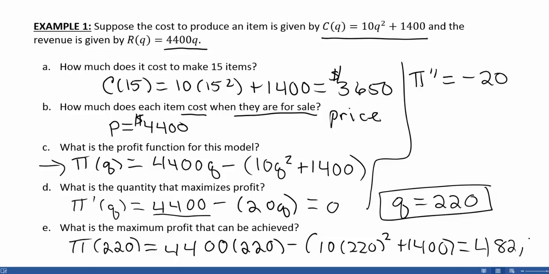482,600. And remember, all of these functions, cost, revenue, and profit, are all talking about money. So again, $482,600 is the maximum profit that can be achieved. So again, if I'm looking for the maximum of a function, even if it's a function I'm not really familiar with, I can use whatever function I have and use derivatives to find critical points, which are going to identify where maximums and minimums exist.